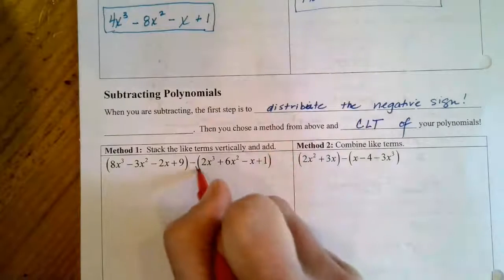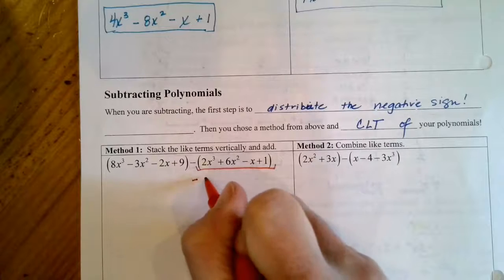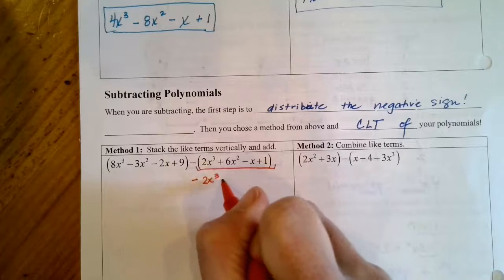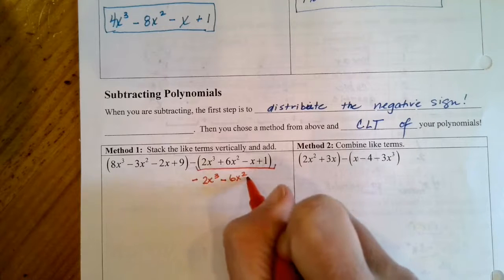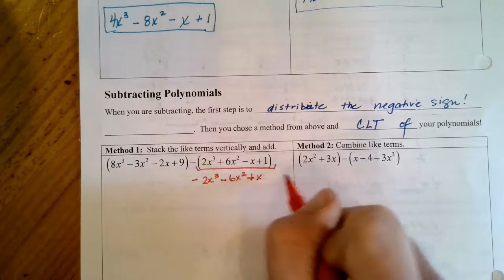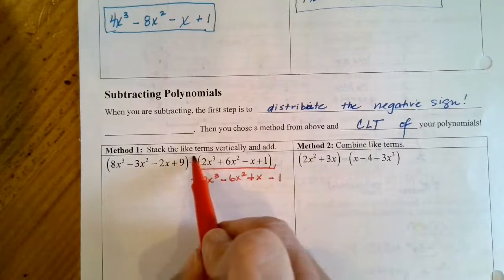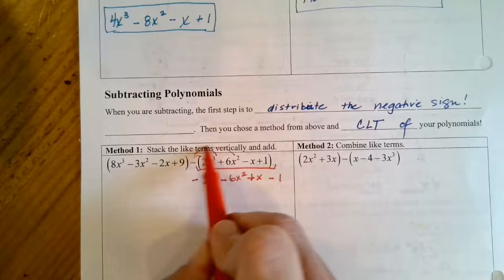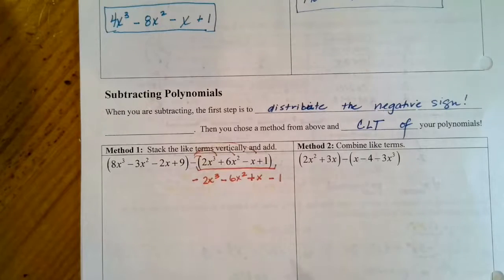This negative sign means I'm taking this whole thing away. So I'm going to be subtracting 2x cubed. I'm going to be subtracting 6x squared. I'm going to be subtracting negative x. I'm going to be subtracting 1. Notice this negative sign changed the sign of every single one of these values.